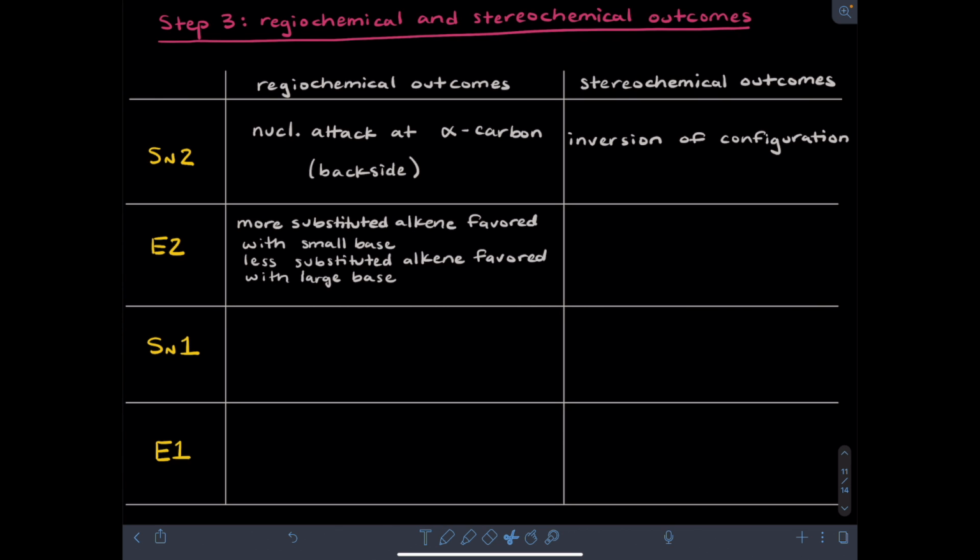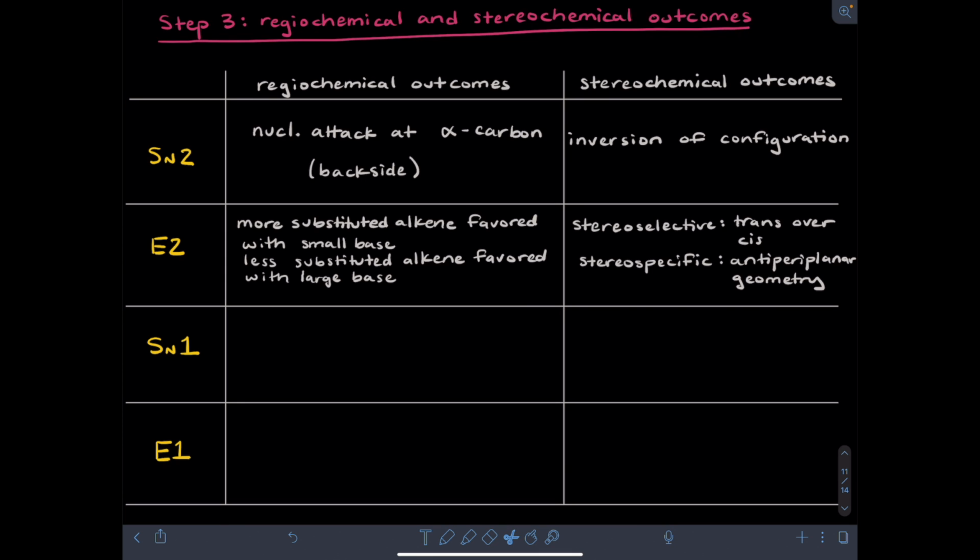The E2 reaction has the regiochemical outcomes depending on the size of the base used. The more substituted alkene product or products will be favored with a small base, and less substituted alkene products will be favored with a large base.